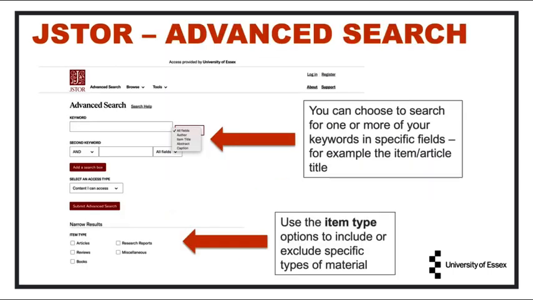Full-text databases like JSTOR tend to search across the complete text of every article in the database by default, so you can often end up with a lot of results for your searches. If you want to refine your searches to retrieve more relevant material, the advanced search option will allow you to search for one or more of your keywords just in the title of the articles, which should make your results more relevant. You can also use advanced search to exclude or include items like book reviews if you want to.